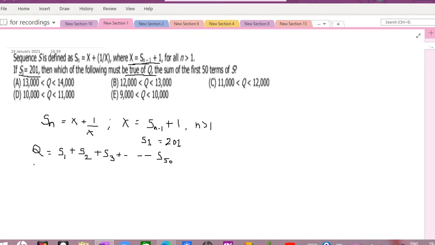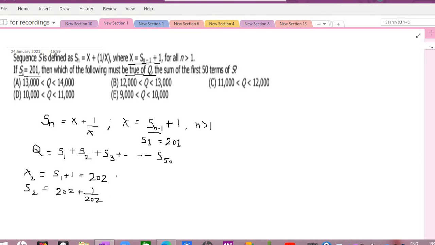calculate S2 there? For calculating S2, first you need to find your x for S2. So your S2, S of 2 minus 1 will be S1. Let me write it as X2. So X2 will be S of 1 plus 1, and your S of 1 is 201. So 201 plus 1 will be 202. Now let's substitute this value of X in S2. So your S2 will be 202 plus 1 by 202.